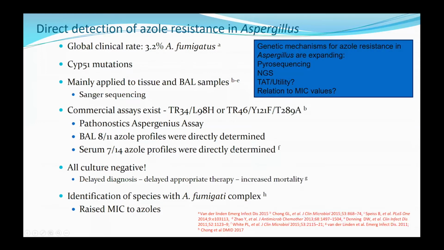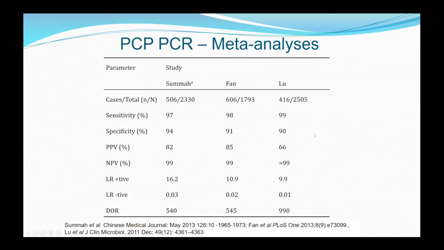However, we do know genetic mechanisms for azole resistance are expanding beyond TR34 and TR46, and so pyrosequencing and next-gen sequencing have been applied to provide an enhanced range of detection. But then we have the issue of turnaround time and utility. If you're generating these results a week after the specimen, what is the clinical utility of such a result? And of course, in most of these patients, these were culture negative samples. And how do these resistance markers actually relate to MIC values? Basically, when we find these mutations, it doesn't always equate to an MIC that is associated with azole resistance.